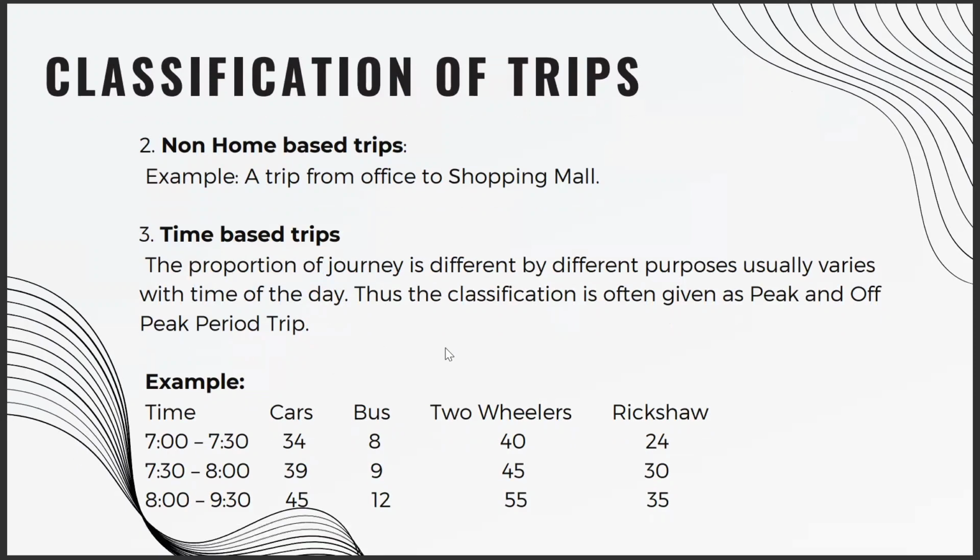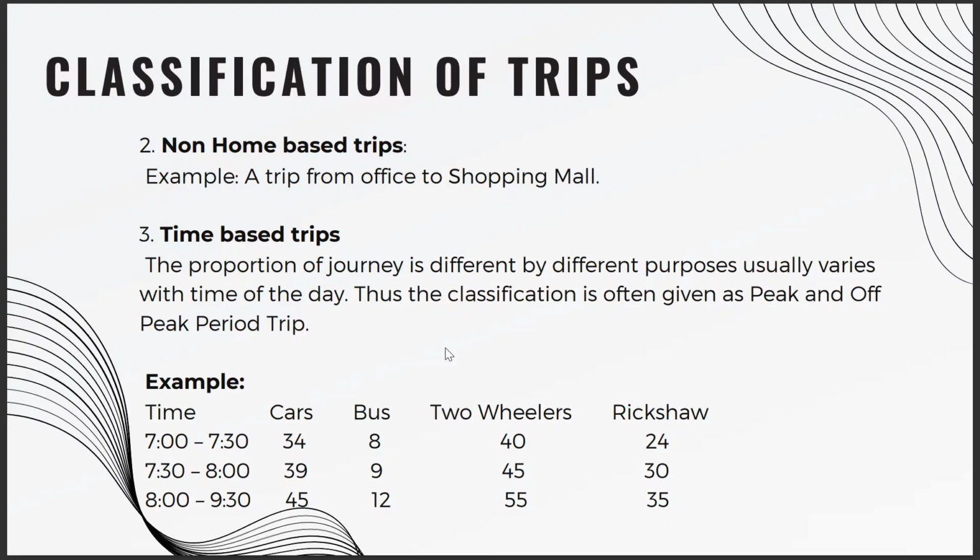So in this example, at 7 to 7:30, cars passing are 34. Then at 7:30 to 8, 5 were added, so it becomes 49. At 8 to 9:30, 6 were added, so it becomes 45.